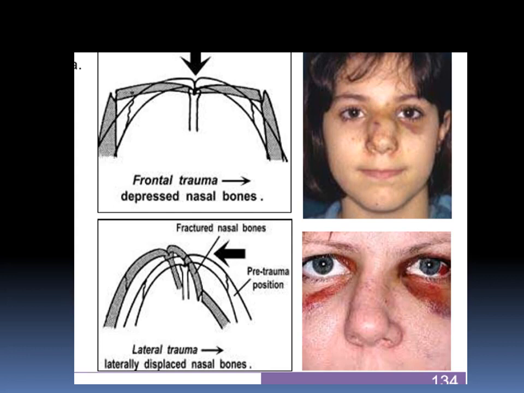On those photos, you will see frontal trauma with a depressed nasal bone in the first two photos, and in the second two photos, you'll see a lateral trauma with deviation of the nose. Watch the black eyes, or the ecchymosis around the eyes, on both patients.